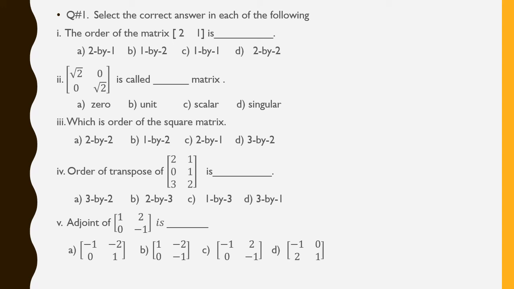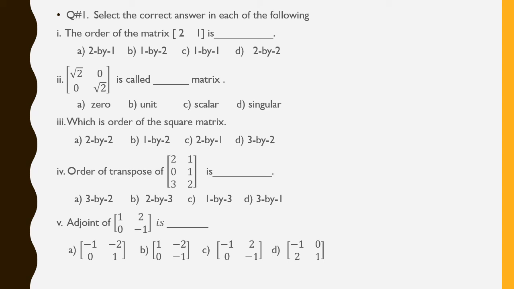Part 2. Under root 2, 0, 0 and under root 2 is called dash matrix. A 0, B unit matrix, C scalar matrix or D singular. So as you can see, the diagonal values are same, so this is scalar matrix. Now part 3, which is order of square matrix. As you know that in square matrix the number of rows and the number of columns are same. So the order will be 2 by 2.